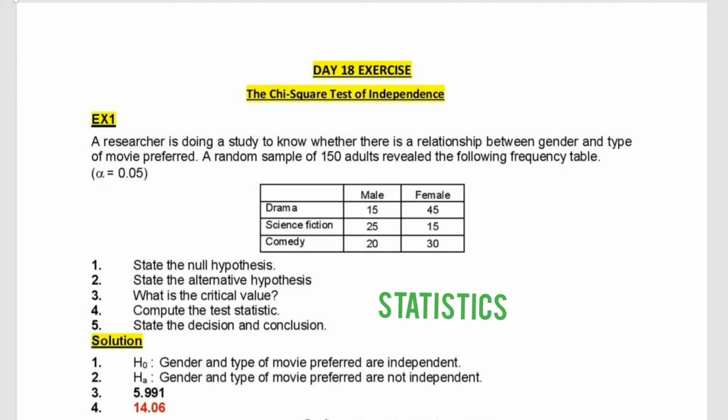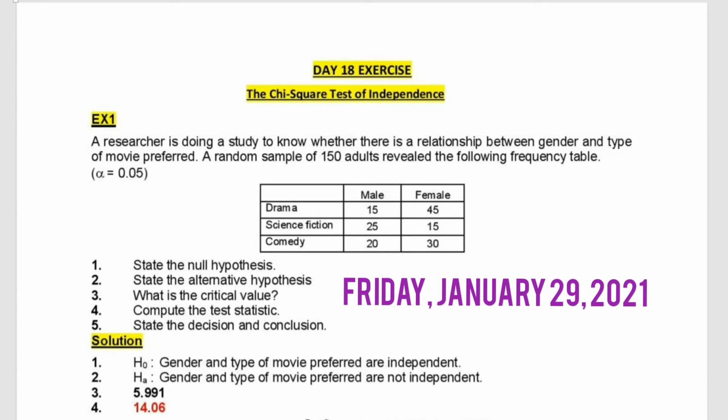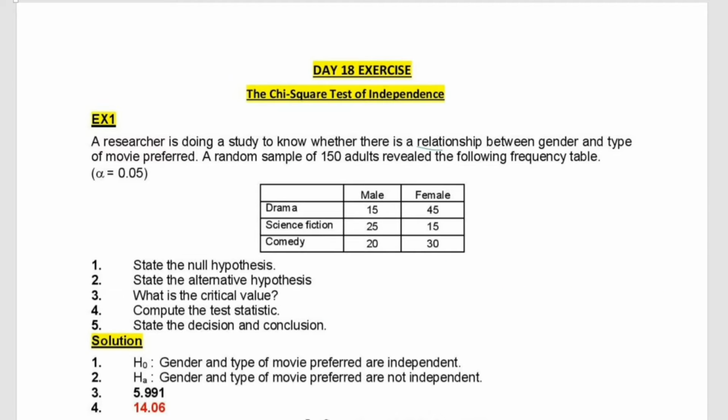Exercise 1. A researcher is doing a study to know whether there is a relationship between gender and type of movie preferred. Relationship problem: gender and type of movie preferred.